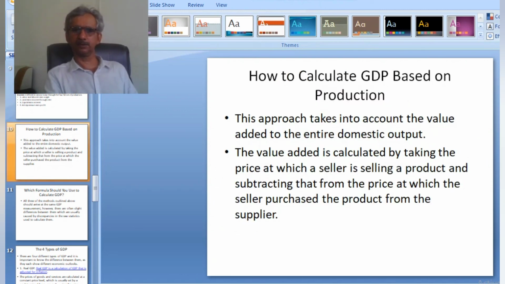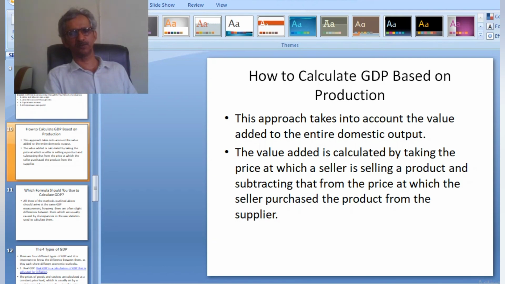And how to calculate the GDP based on the production or value added approach. This approach takes into account the value added to the entire domestic output. The value added is calculated by taking the price at which a seller is selling a product and subtracting from it the price at which the seller purchased the product from the supplier. In this method, we add the values added by each stage of production.